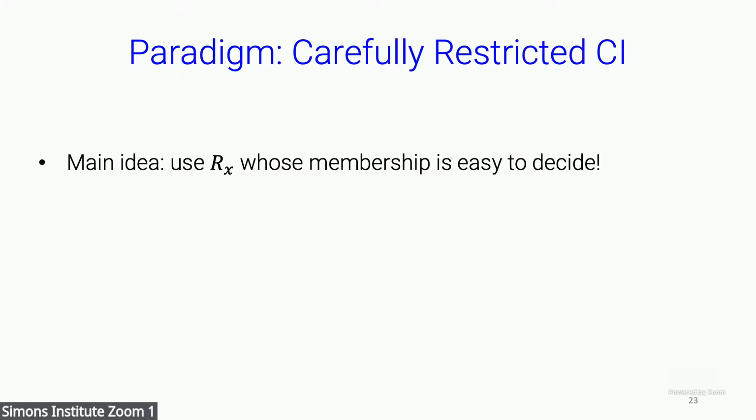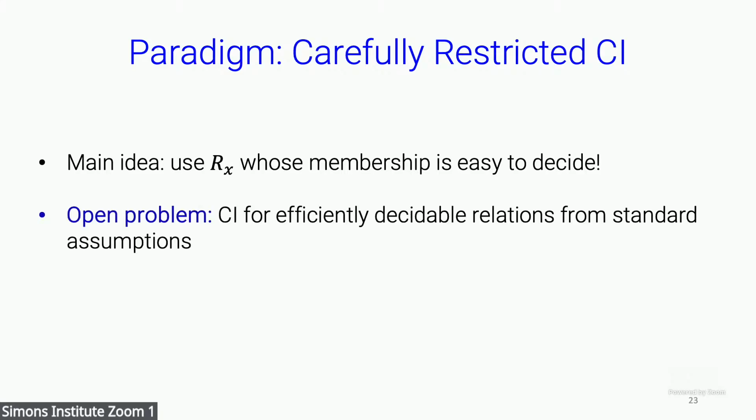It seems very reasonable that these are the kinds of things we'd be able to build from standard assumptions more easily. However, we actually don't even know how to build this kind of correlation intractability from standard assumptions, just for all sparse relations whose membership you can decide in polynomial time. And I think that is a fantastic open problem that hopefully one of you will solve soon.